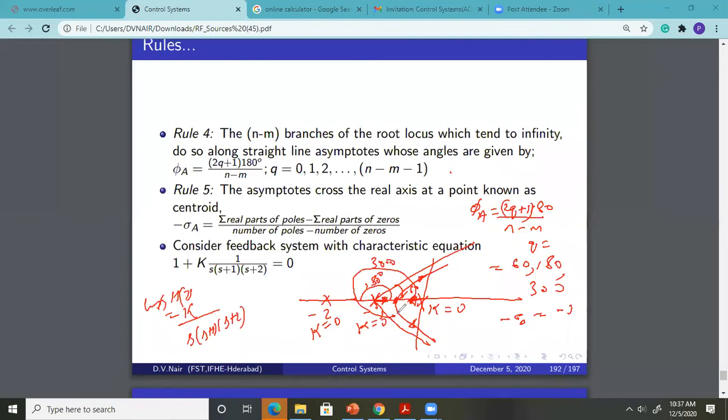I hope it is clear. So all the three branches are moving to what? Infinity. Okay, friends, now that we have started this question, I would wish we do one small part by which this root locus problem will be complete.